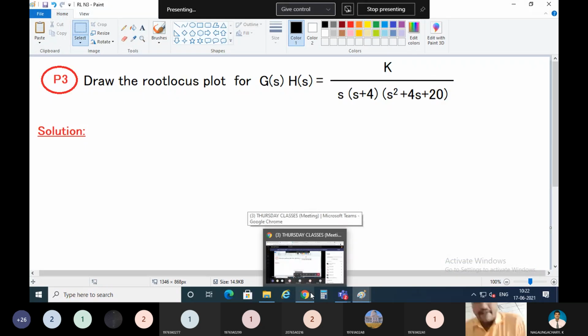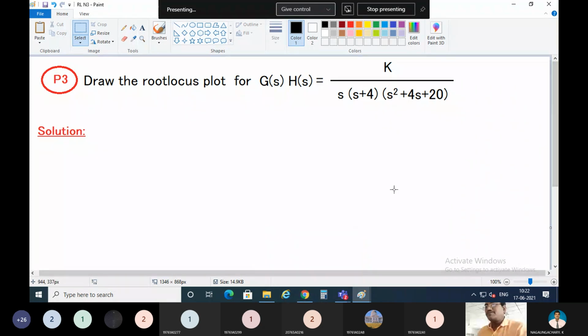This is numerical 3 under root locus. Draw the root locus plot for G(s)H(s) equal to K divided by s(s+4)(s^2+4s+20). This is the open loop transfer function which they have to give.